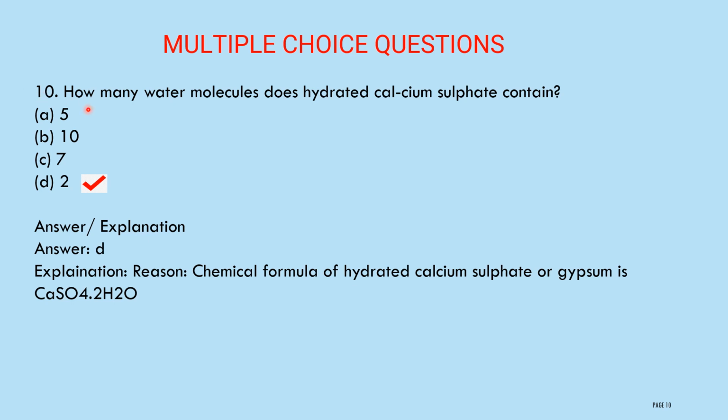Next question, question number 10. How many water molecules does hydrated calcium sulfate contain? They are asking the question. Option 1, 5, option 2, 10, option 3, 7, option 4, 2. The correct answer for this question is option 4, because the chemical formula for hydrated calcium sulfate is CaSO4·2H2O. It contains two molecules of water. Therefore, the correct answer is option D, 2.